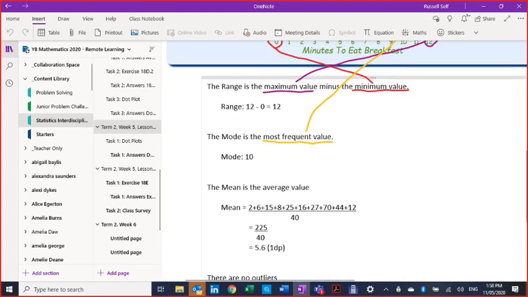Question: are we allowed to use a calculator? Absolutely. Yes, absolutely. You've been encouraged. You definitely want a calculator on all of these.